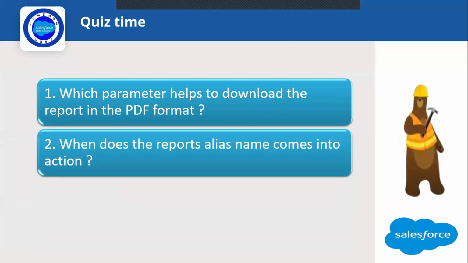When does the report alias name come into action? Can anyone try? So when we add the solution report to the solution record, yeah, please. In the template builder, as a dataset name. Yeah, right. You're correct. Thank you. So we can move into the next question.